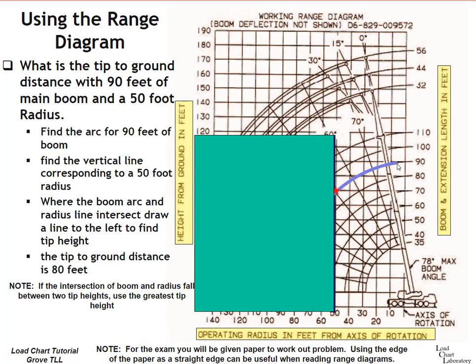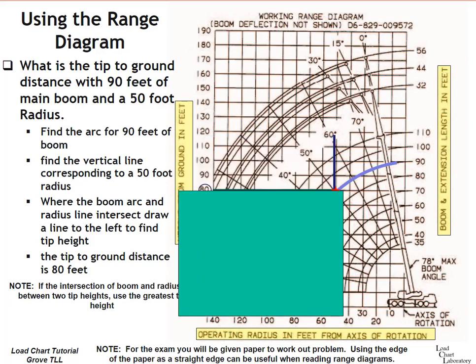Go ahead and find your 90-foot arc, follow that down to where it intersects with the vertical line for 50-foot radius. You've got your straight edge here. Now once you've done this, all you need to do is rotate that piece of paper. This intersection point is going to be your axis for the paper's rotation. Go ahead and rotate it. Then follow that edge of paper all the way over to the left, and there it is, 80 feet for your tip to ground distance.